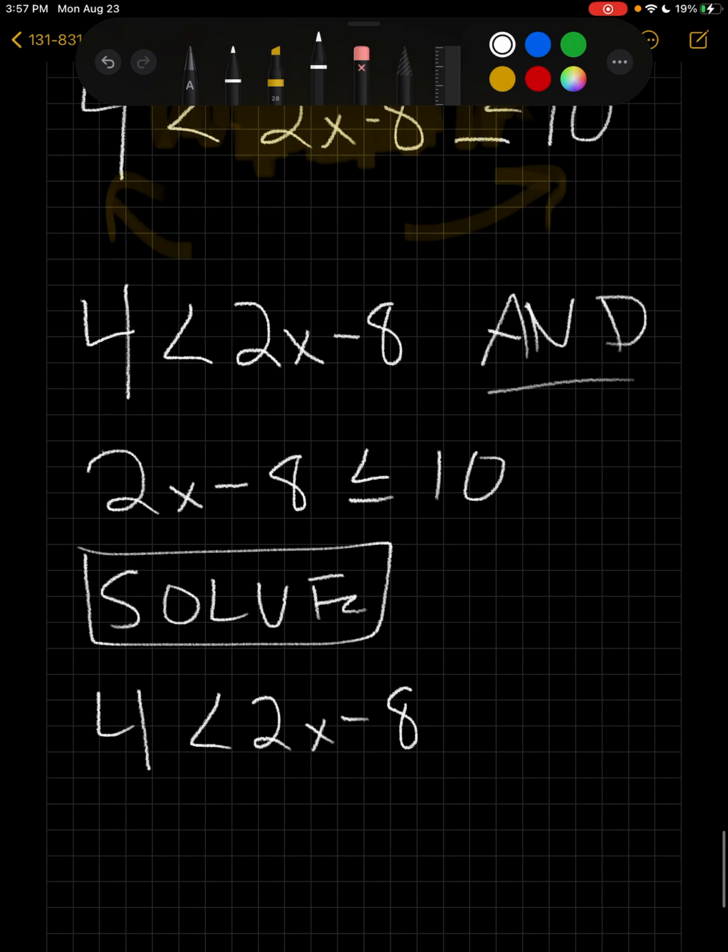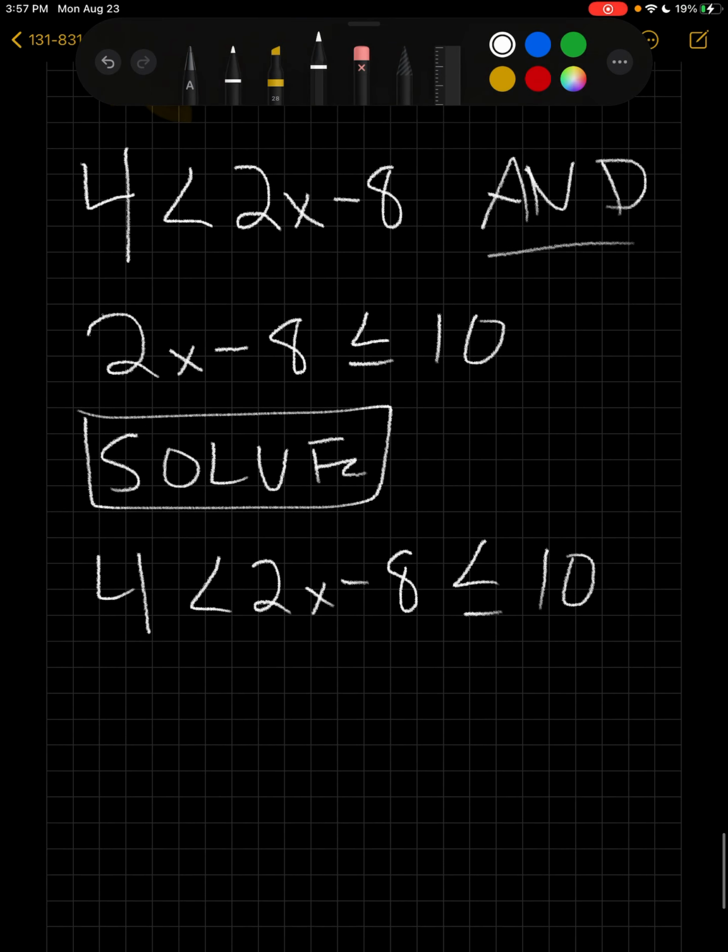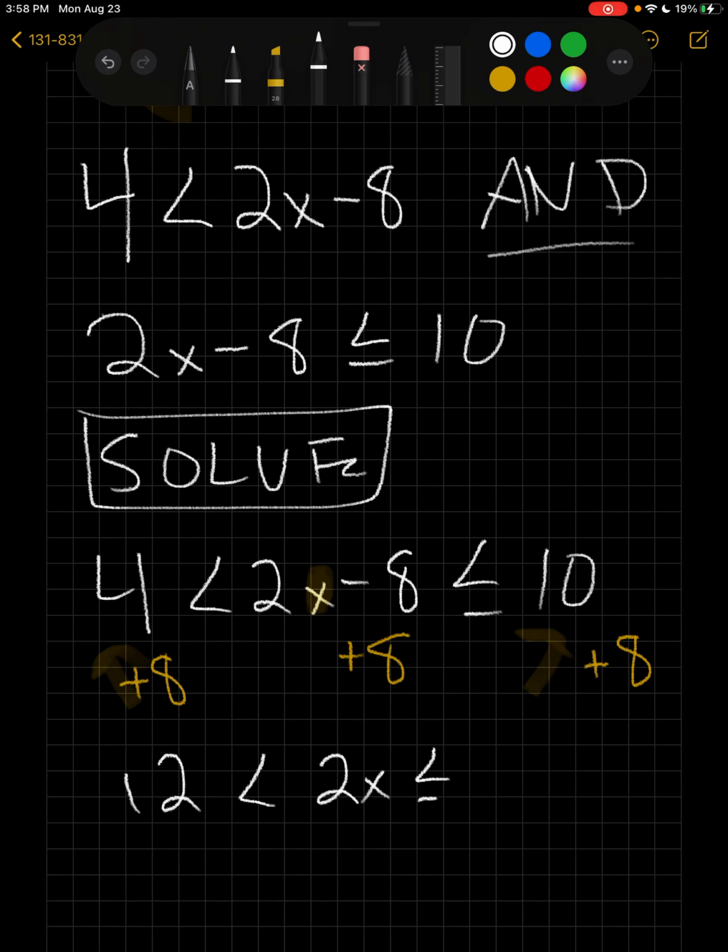4 less than 2x minus 8 less than or equal to 10. So I still have the same goal, which is I would like x to be on its own. And I want all of the constants to be on either side of the compound inequality here. So now I'm going to add 8, and I'm going to add 8 not just to the middle, but also to the right and to the left. So we end up with 12 is less than 2x is less than or equal to 18.